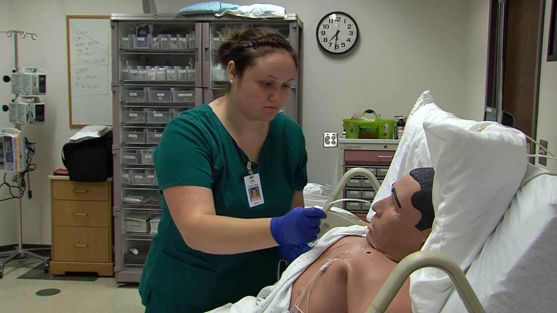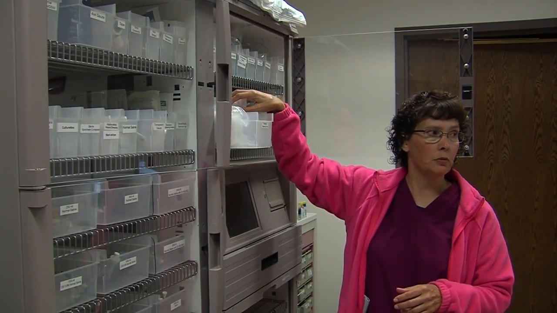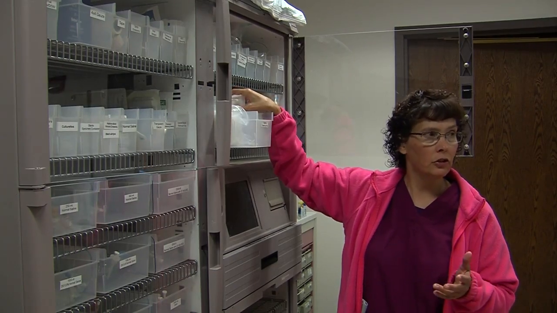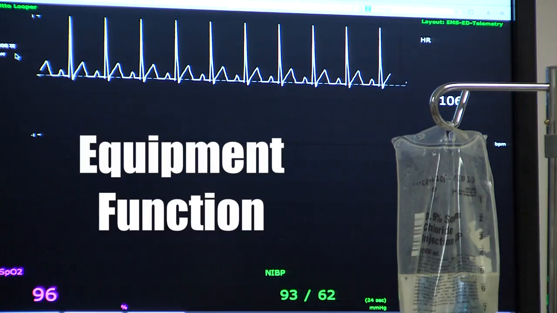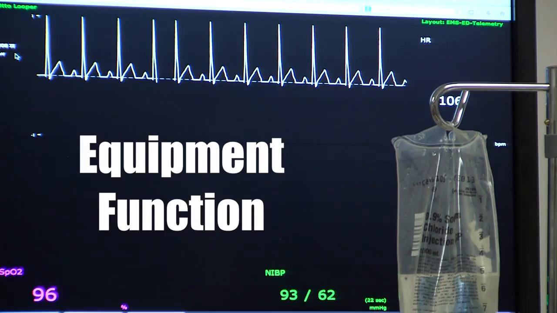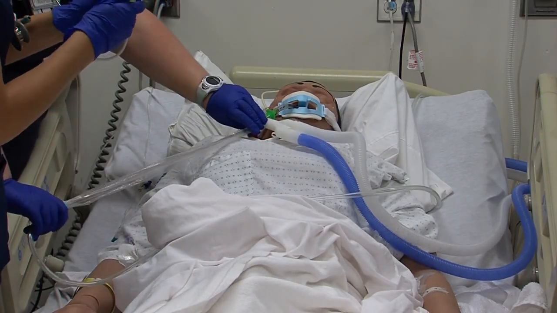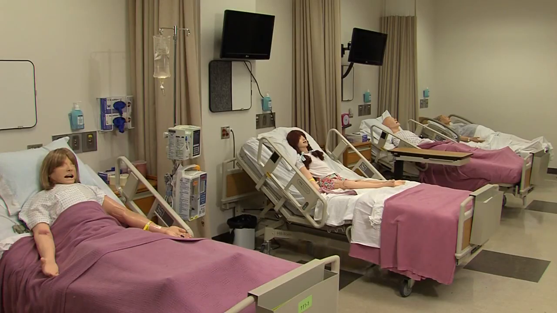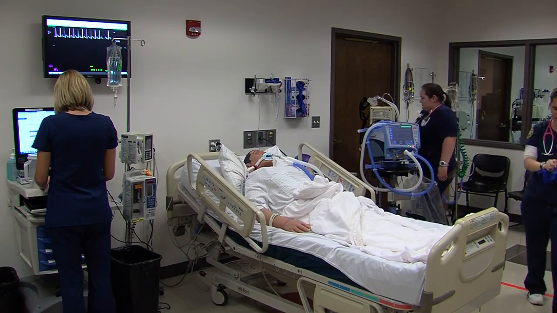Students should familiarize themselves with the location of the supplies and the capabilities of the room in which they will perform simulation. The following information will help students to become familiar with the simulation laboratories at Parkland. Equipment function. Some equipment used in simulation will be fully functional, while other equipment may lack full functionality. This will depend on the power source required to run the equipment and the simulator's capabilities. For example, some rooms have functional equipment, such as oxygen, while others do not.